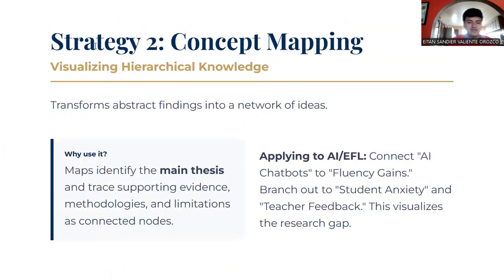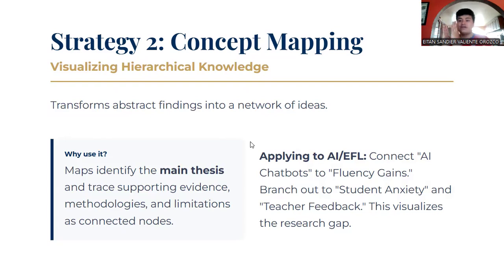Okay, so we're going to strategy number 2, concept mapping, visualizing hierarchical knowledge. What is hierarchical knowledge? Transform abstract findings into a network of ideas. Why do we use that? Because we make a thesis, and trace supporting evidence and methodologies, with connected nodes. You have to connect every piece of information, every evidence that you make.